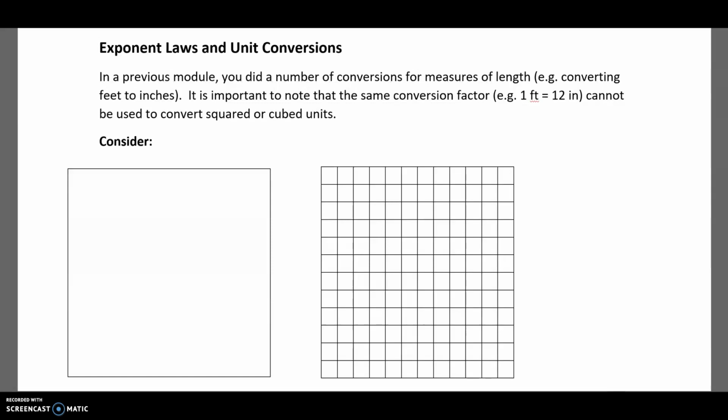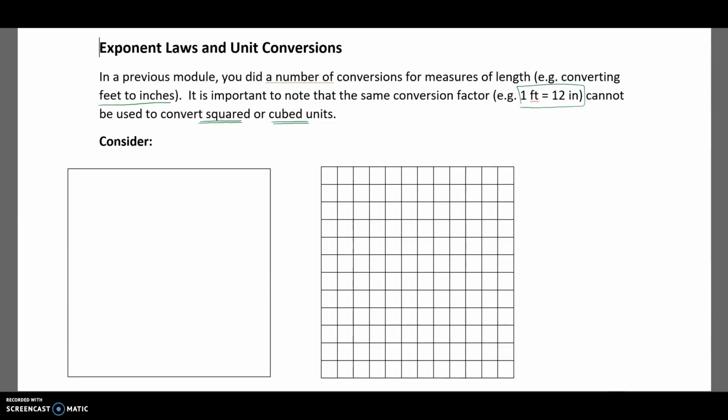Let's look now at what we need to do to perform unit conversions when we have squared and cubed units. In the previous module, we did lots of conversions for measures of length, for example, converting feet to inches. But it's important to note that the unit factor we were using, 1 foot equals 12 inches, can't be used if we have squared or cubed units. We'll have to adjust the conversion factor we use. Let's take a look at why.